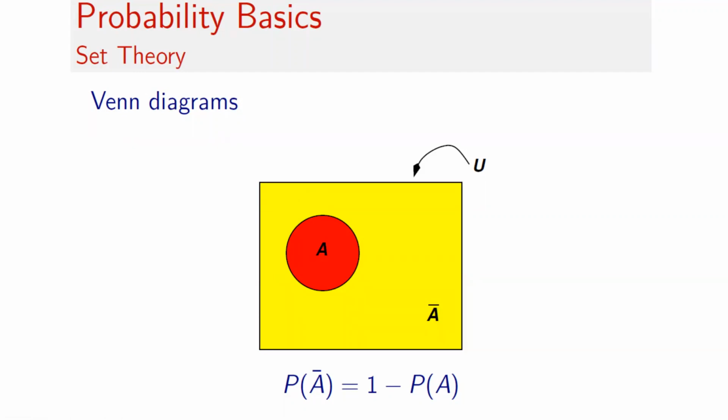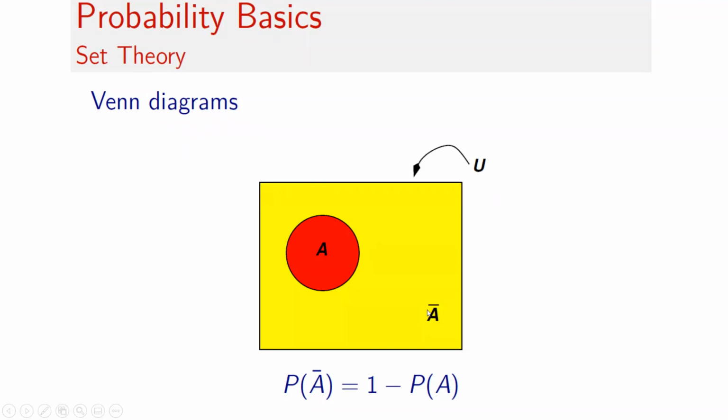For example, we can say that capital A is an event, and also we can have the notation capital A bar, this part here. And this is a notation for the set of all elements that are not in capital A. Okay, so we have the universe, and here we have, for example, the event capital A, and all the elements that are not in capital A are part of capital A bar.